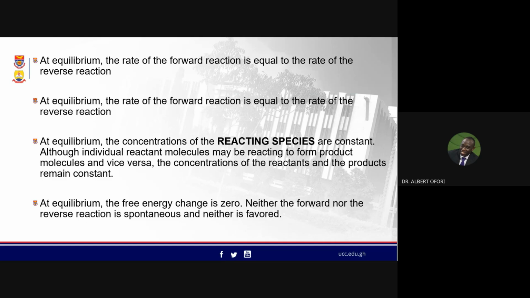What do we observe during equilibrium? Number one, at equilibrium, the rate of the forward reaction is the same as the rate of the backward reaction. I'm taking it from the chemical kinetics point of view, which I know you are aware of. And I'm sure you remember this rate of reaction.